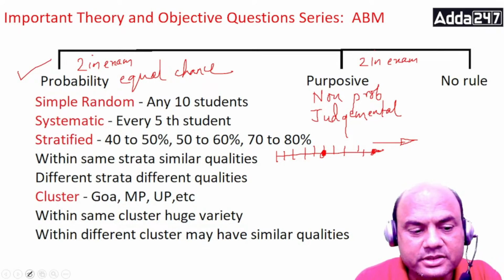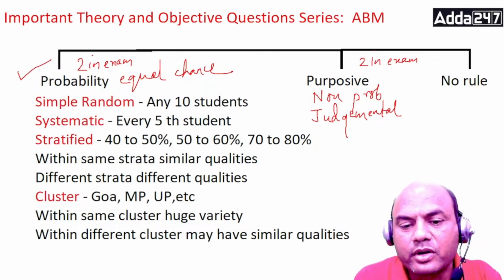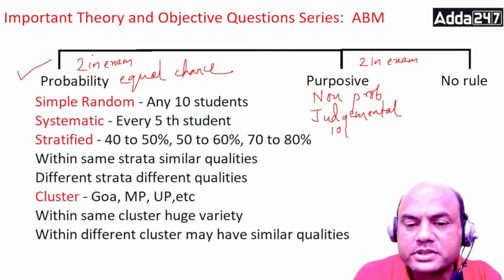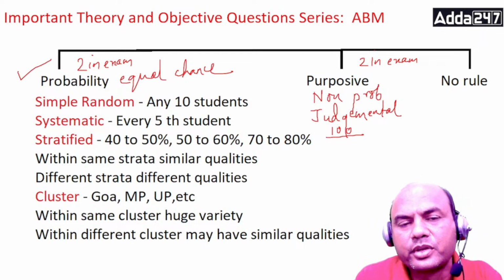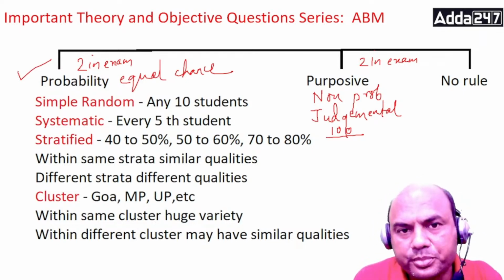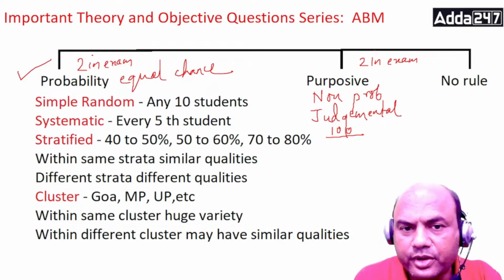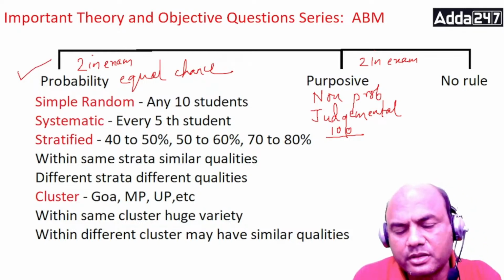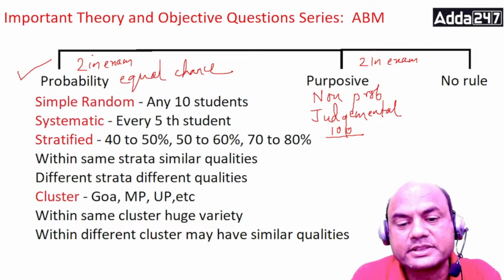Next, stratified. What is this? Stratified means what? Again, let's take the same 100 students. Now what will I tell them? All you guys, make 4 groups. 4 groups, okay? First is those who have attendance less than 25%.